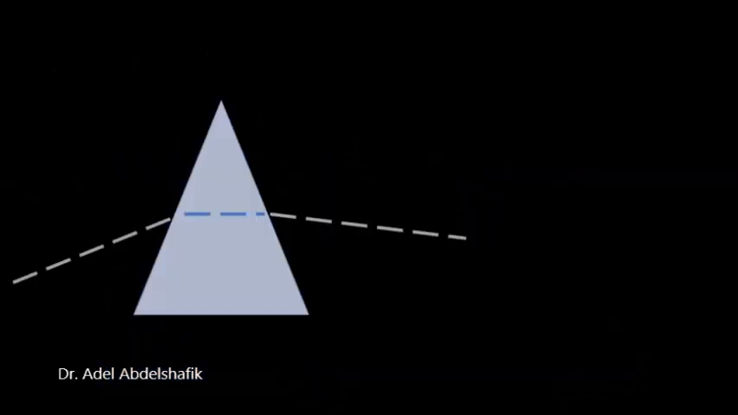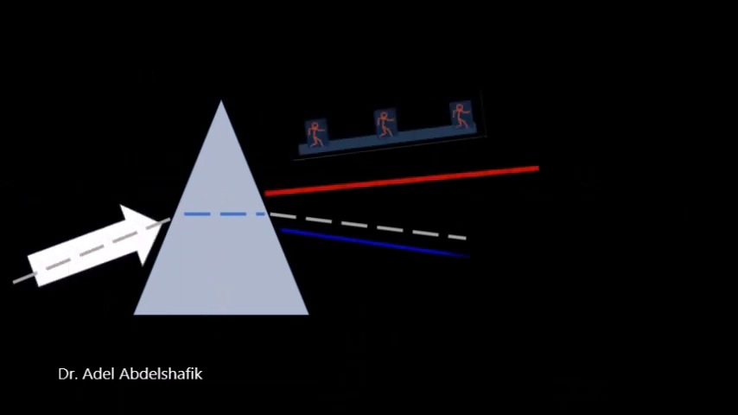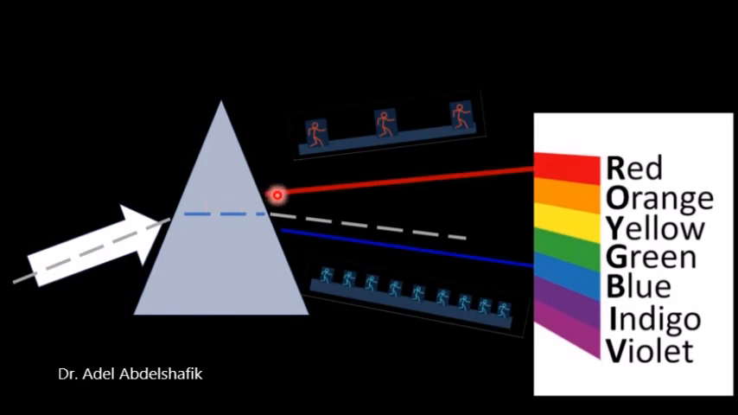Now, the white light is formed of different components. The red one will meet little resistance, so it will be deviated but not much. On the other hand, the short waves will meet high resistance, so they will be deviated more and more. This will give us the spectrum of the 7 colors.